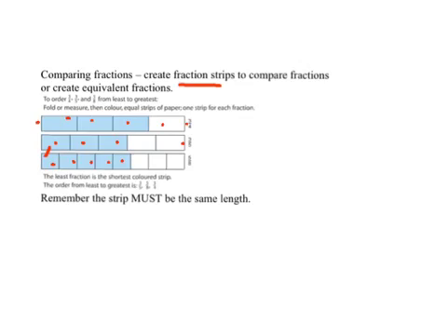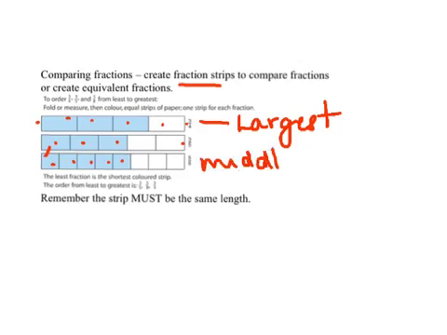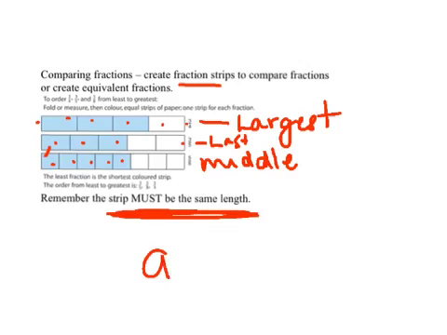And then to compare them, we would look, okay, the largest one is the one with the most colored in. So this would be our largest fraction. The one with the second most filled in would be our middle fraction, and the one with the least filled in would be our last fraction or our smallest fraction. Again, key here is that the strips must be the same length. Remember, when we're comparing, we want to make things as much the same as possible.